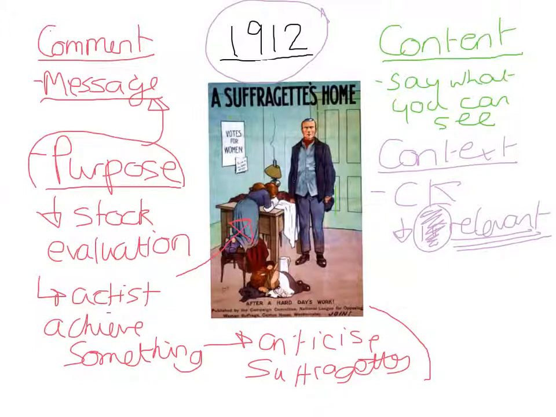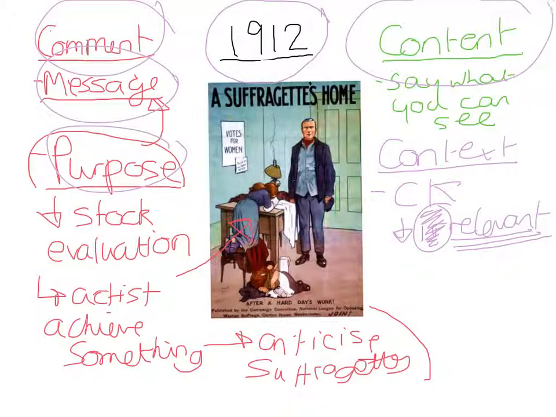So to be able to reach a higher level, level 4, and get more marks on this paper, you need to have a valid explanation of the purpose supported by detail from the poster and put into context. Now if you follow all of these, you've immediately done it. You've got a valid explanation of the purpose, which would be linked to the message. So you've commented on the source and you've also said what you can see, and then related to context. That's the part where it is put into context.